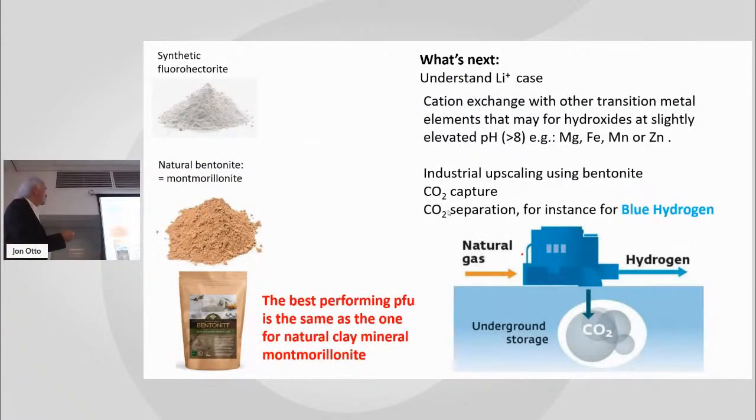So until now we have studied this synthetic clay. We have found that the best version of the synthetic clay corresponds to natural bentonite or montmorillonite. So what we are working on now is studying this montmorillonite. Because now we have used the synthetic clay to understand what's going on, and the next step is to transfer that knowledge to natural clays, which we need to do if we're going to use this concept for upscaling for CO2 capture.